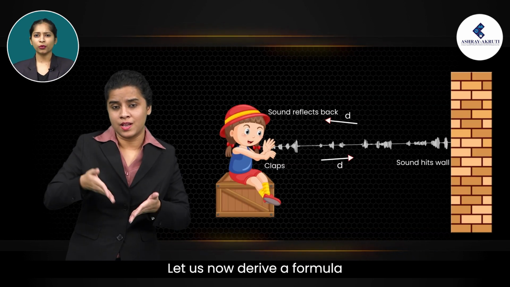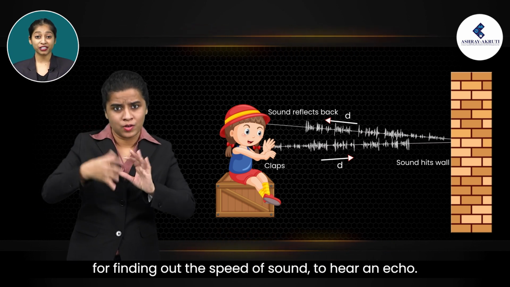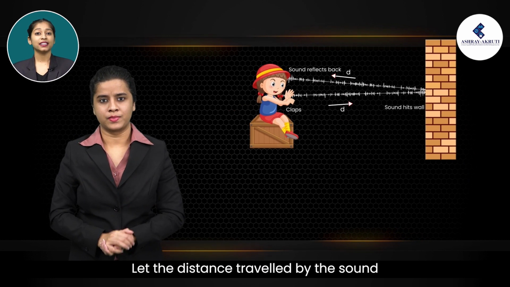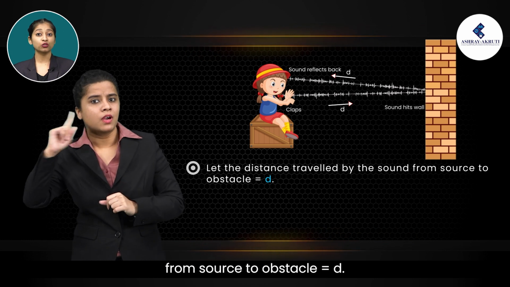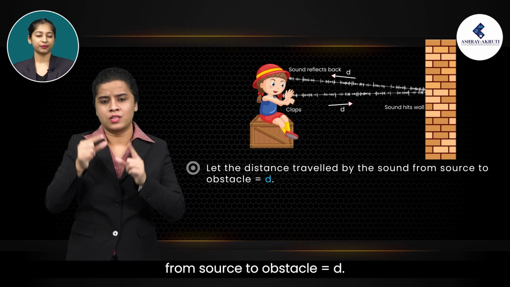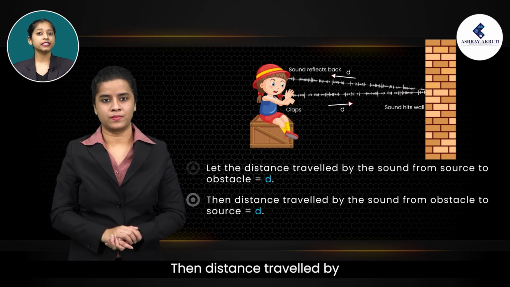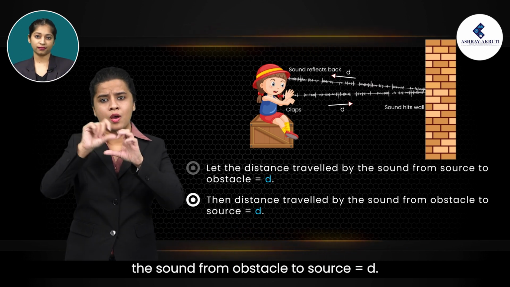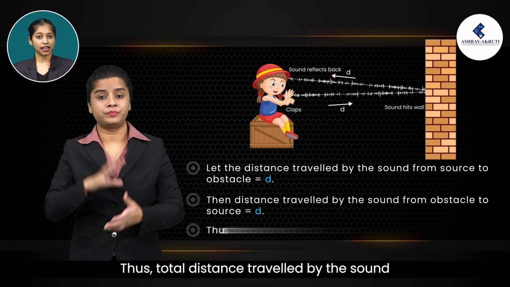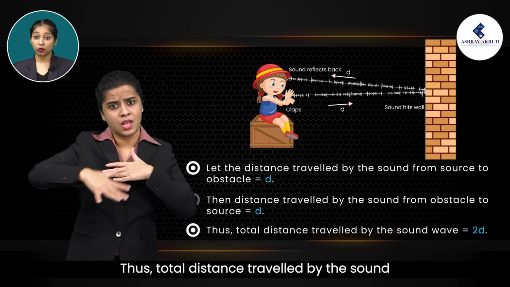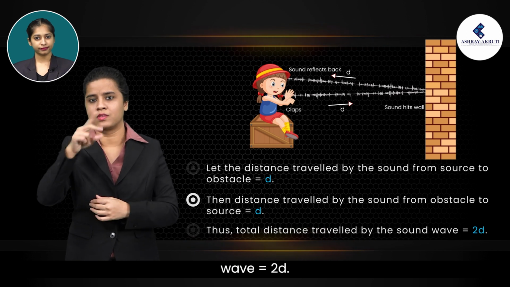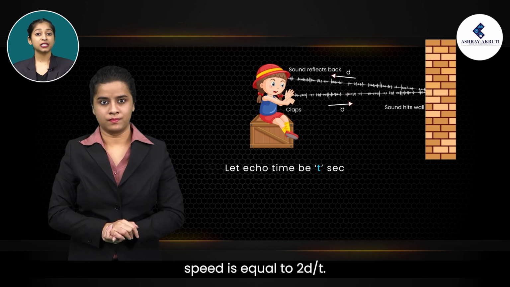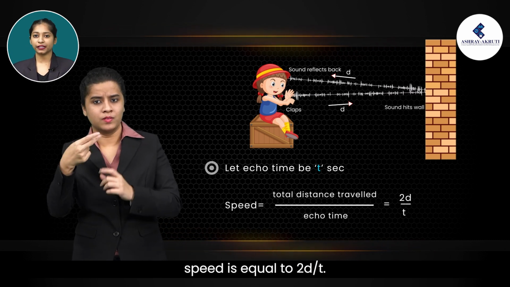Let us now derive a formula for finding out the speed of sound to hear an echo. Let the distance travelled by the sound from source to obstacle be d. Then the distance travelled by the sound from obstacle to source is also d. Thus, the total distance travelled by the sound wave is 2d. Let the echo time be t seconds. Speed is equal to 2d by t.